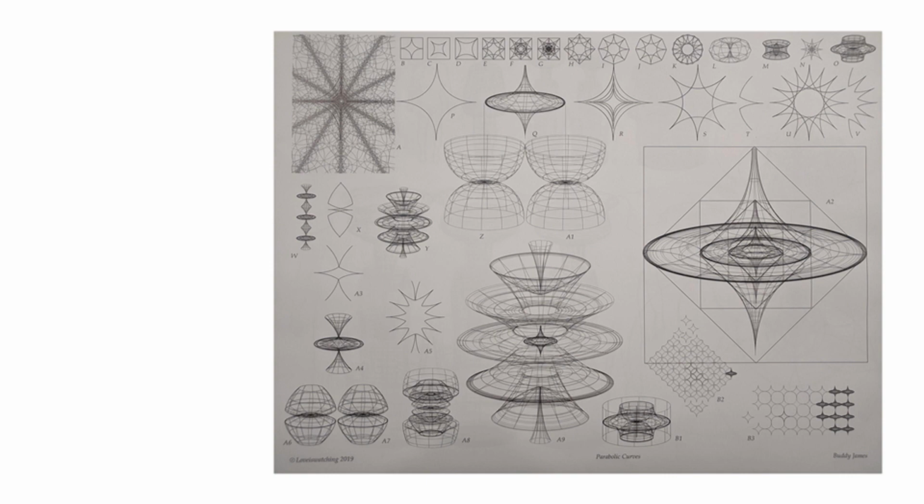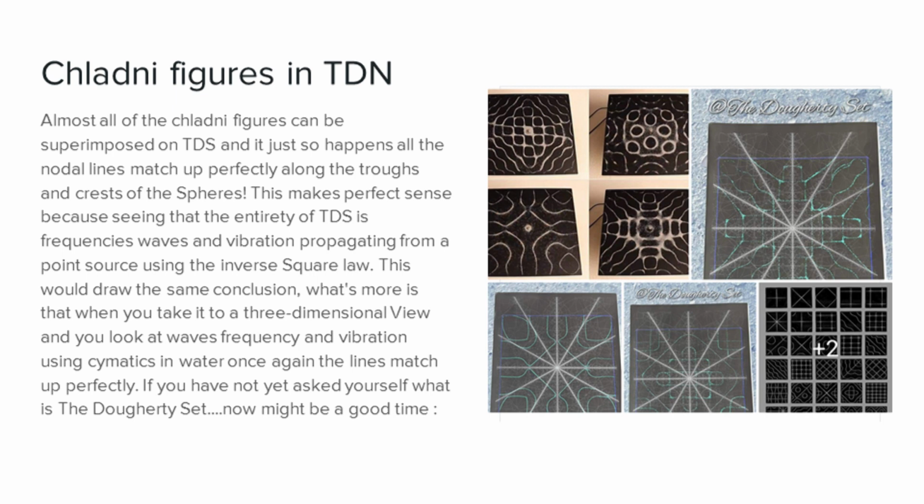Chladni figures. You've seen Chladni figures. Chladni figures inside of the Dougherty network, inside of the Dougherty set. They match up. There's resonance, and there's lines and ley lines of resonance where the filaments naturally node up to. There's natural nodal filaments.